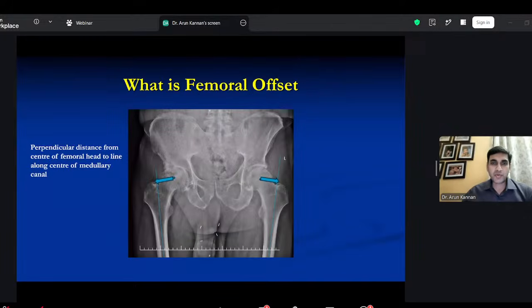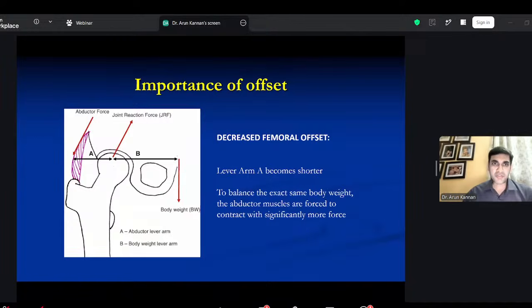So coming to offset. When we refer to femoral offset, it is generally the horizontal femoral offset. We draw a line along the center of the anatomical axis of the femur, and measure the perpendicular distance from the center of the femoral head to this line, and that gives the horizontal offset of the femur. The importance of the horizontal offset would be mainly twofold. One is it defines the abductor lever arm.